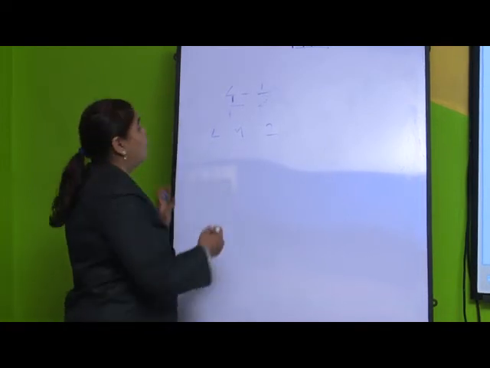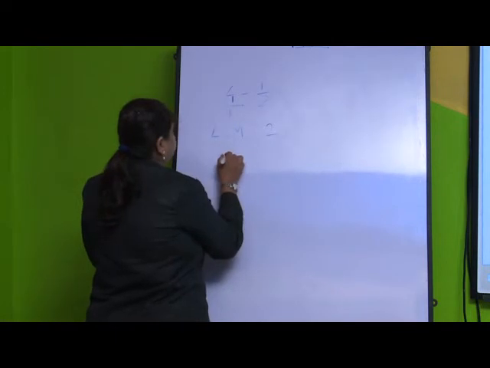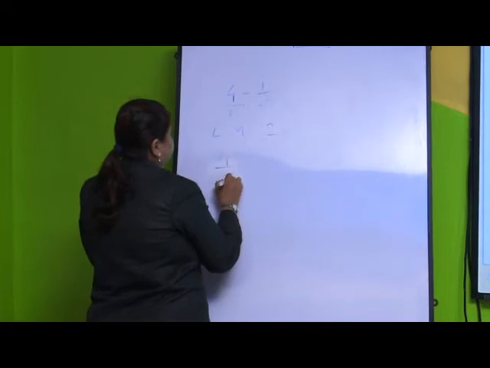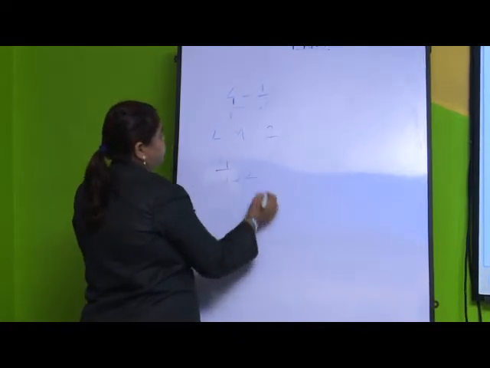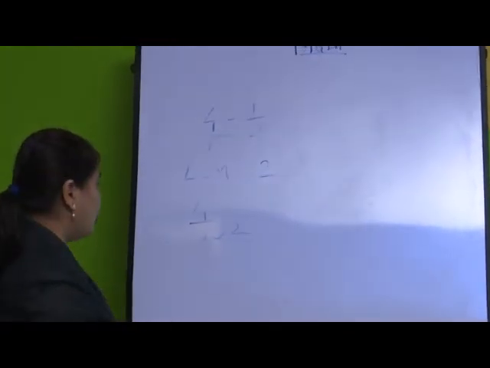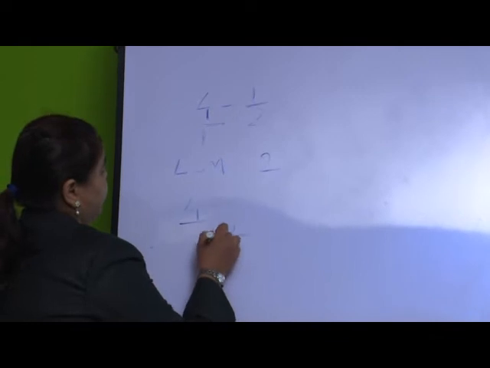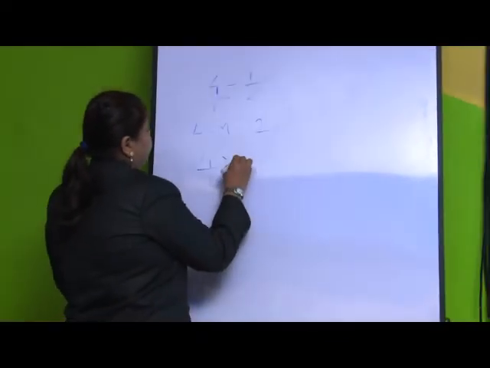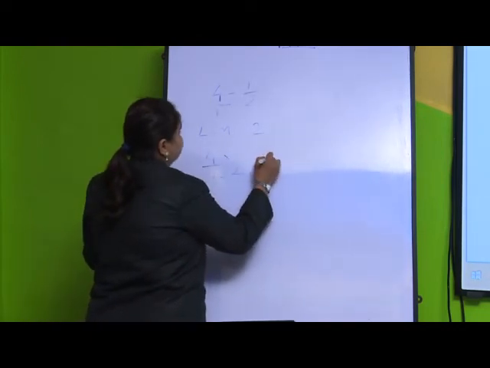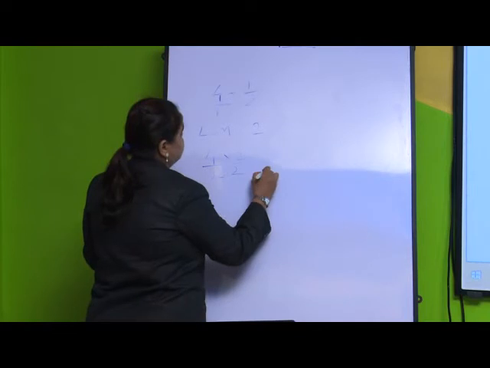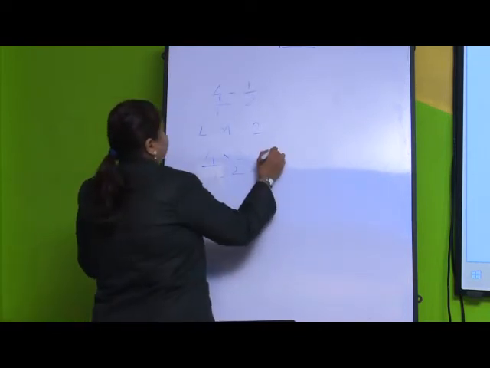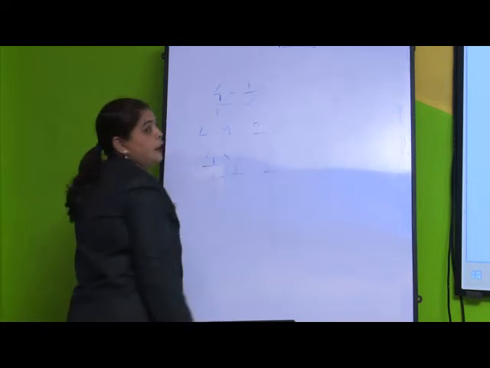So what can we do? We will write here 1, multiply it with 2, because we have to make a similar denominator, then only can we do the operation. So what you multiply in the denominator, the same you have to multiply in the numerator too. So what will be the answer here? 4 2s are 8 and 2 1s are 2. This is what we got in the first fraction to make the denominator equal.